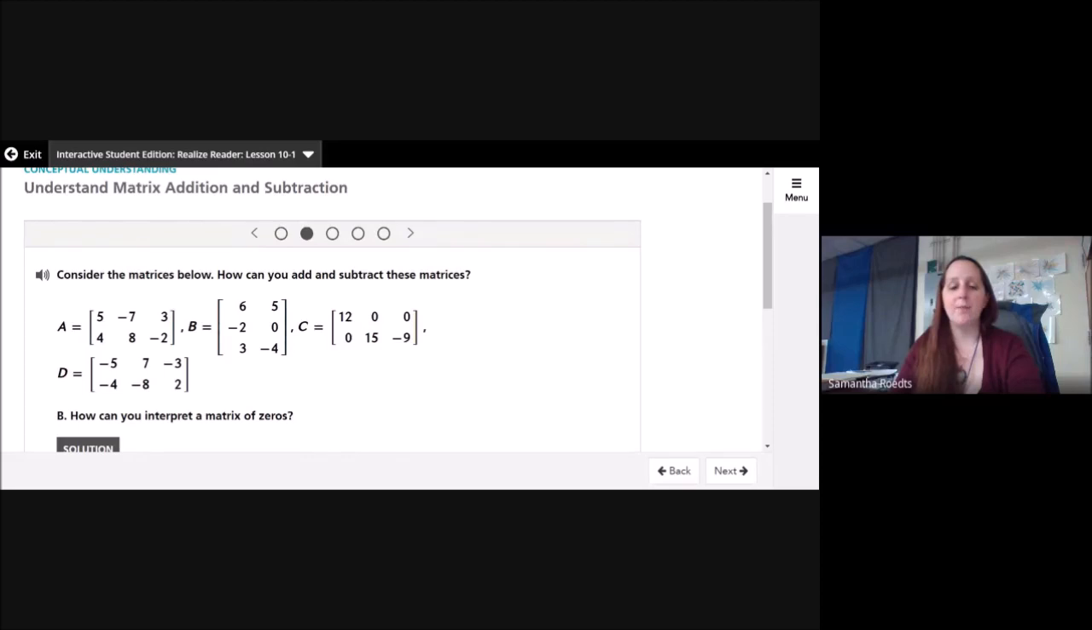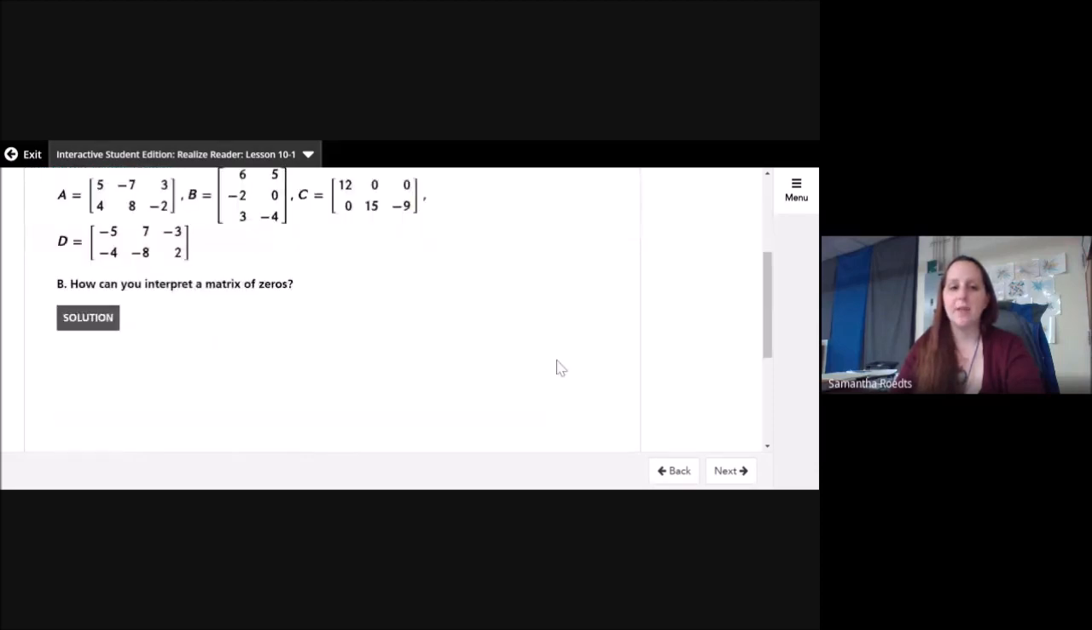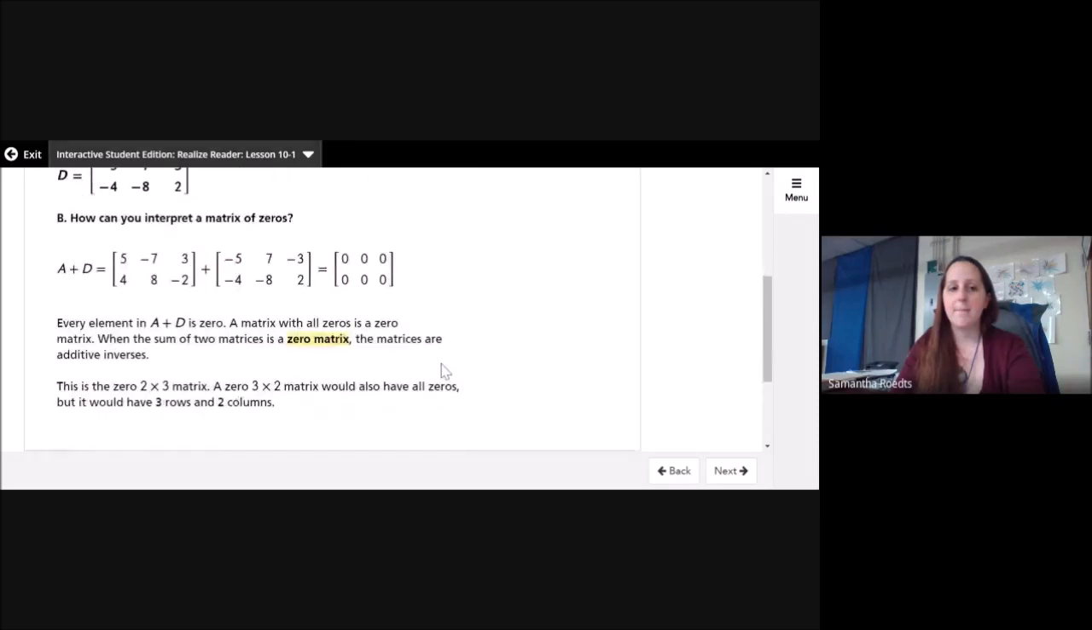Consider the matrices below. How can you add or subtract these matrices? How can you interpret a matrix of zeros? Every element in A plus D is 0. A matrix with all zeros is a 0 matrix. When the sum of two matrices is a 0 matrix, the matrices are additive inverses. So notice 5 plus negative 5 gives me 0, negative 7 plus 7 gives me 0, and so on. This is a 0, 2 by 3 matrix. A 0, 3 by 2 matrix would have all zeros, but it would have 3 rows and 2 columns.